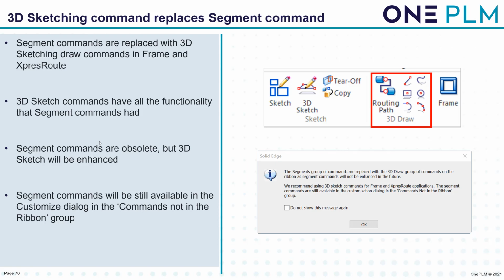So 3D sketching commands are replacing the segment command. So when we do go into our frame tool and express route, we won't see the segments by default. These have all the functionality of the segment commands, plus some other ones which are actually quite a bit better. Segment commands are obsolete, but 3D Sketch will be enhanced and is going to continue to be enhanced. Segment commands will still be available in the customize dialog box, in the commands, not in the ribbon group, if you do want to still use those.